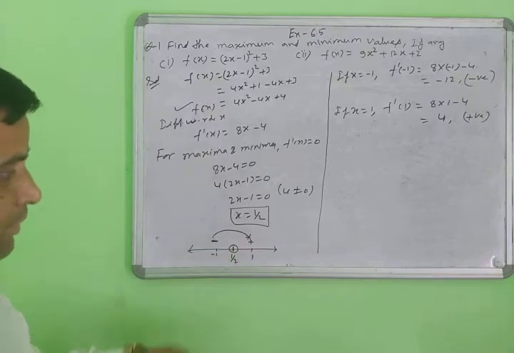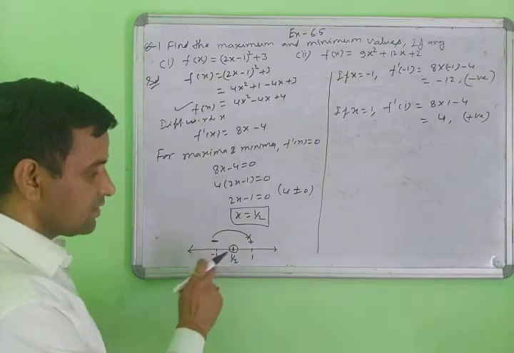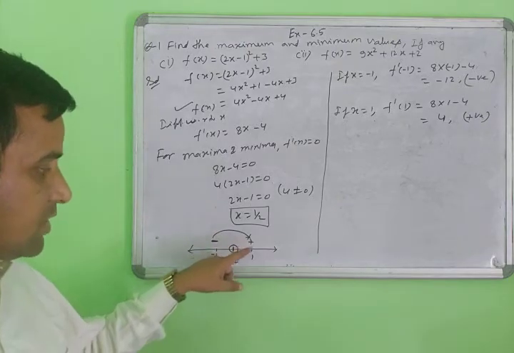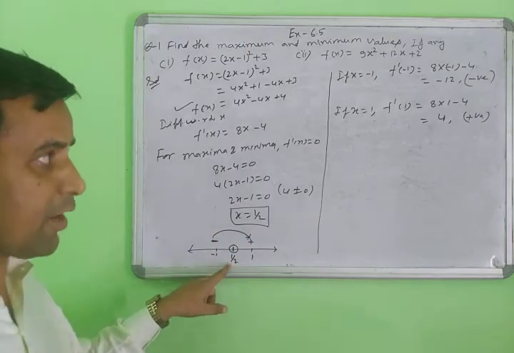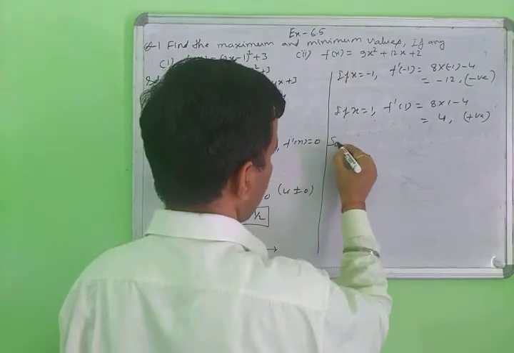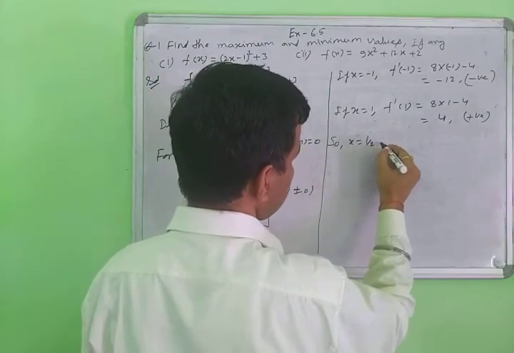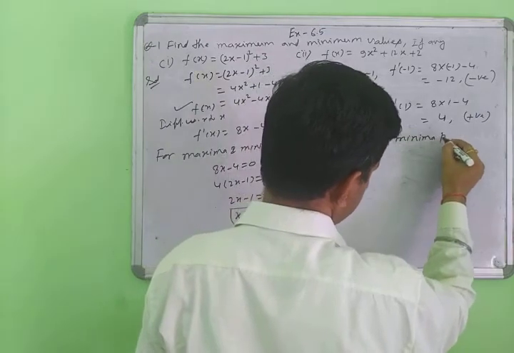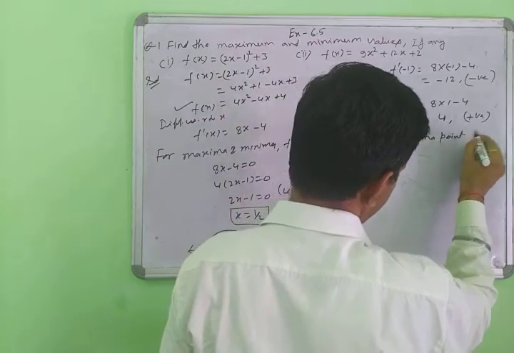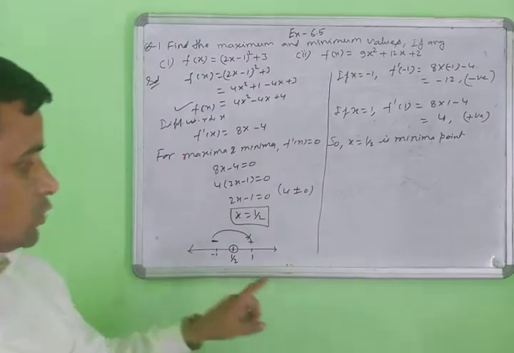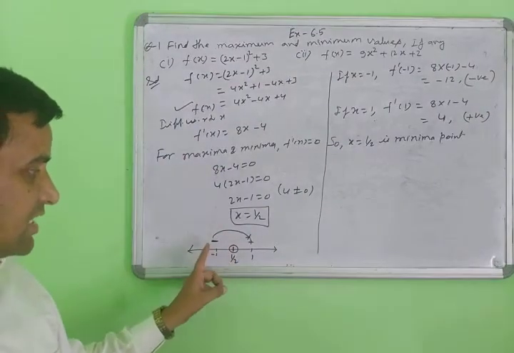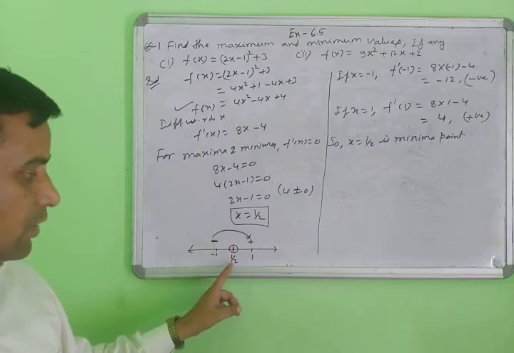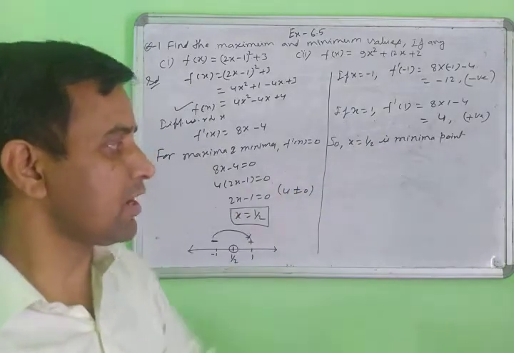That means this point, where the sign changes from negative to positive, is the minima point. So x equals 1 by 2 is the minima point. Left side sign is negative, right hand side sign is positive, so the point x equals 1 by 2 will be the minimum point. Why is it the minimum point?